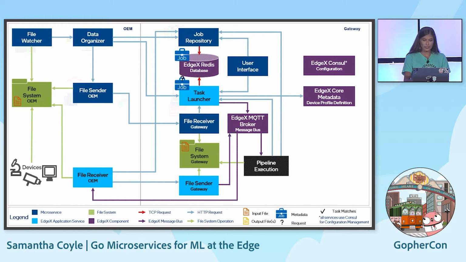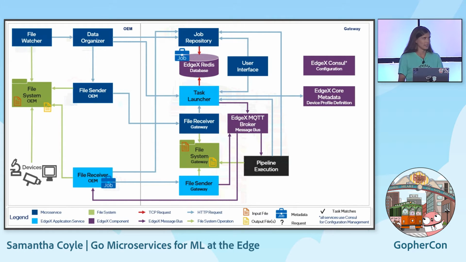The task launcher gives this information to the pipeline execution module in just a second via MQTT. Pipeline is then executed in that black box, and inference occurs where an output is generated and stored within our output folder on the control plane. And now communication is going to occur between the two systems, and the file receiver on the data plane will ask for the output file right now to be sent back. And then finally, the output is stored in green in the file system on the data plane.